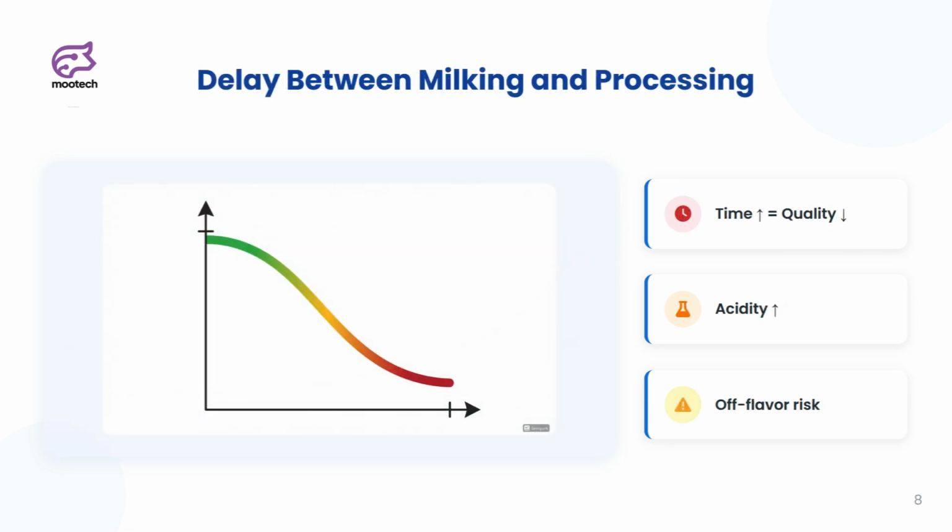Delay between milking and processing significantly affects quality. As time increases, milk quality decreases. Acidity rises due to lactose fermentation. Off flavors develop due to microbial metabolism. Therefore, minimizing delay is critical. Time management is as important as temperature control.